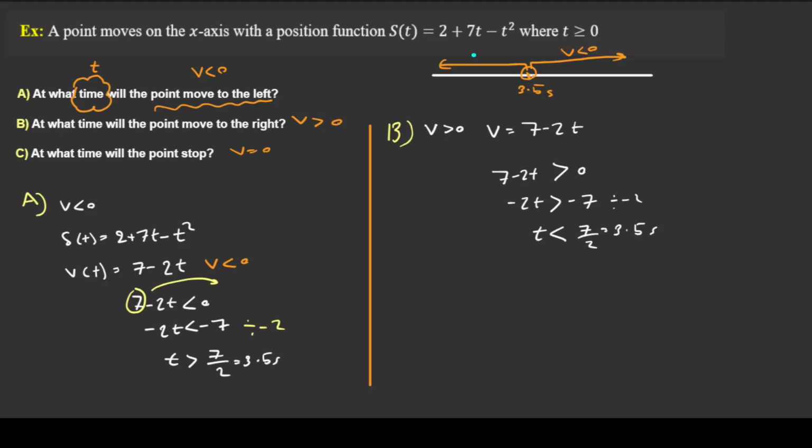So when t is less than 3.5, in that interval, the velocity is positive. Of course, at t equals 0, from 0 to 3.5 the particle moves to the right. From 0 to 3.5 the point moves to the right, and after 3.5 the point moves to the left because velocity is less than 0. Okay guys, this is how you understand it.